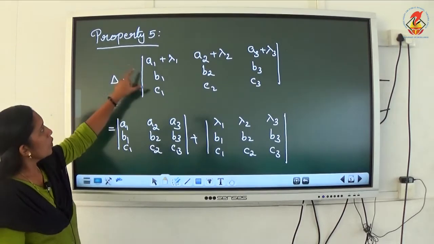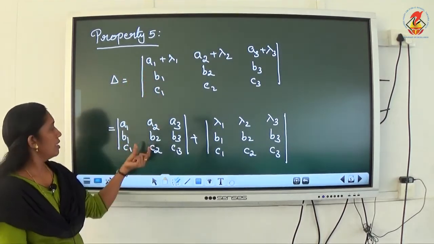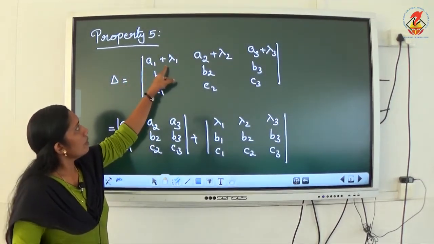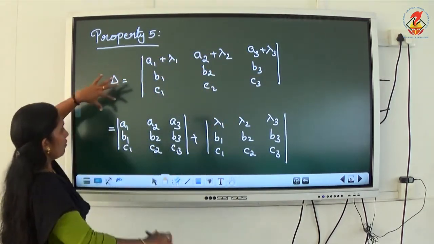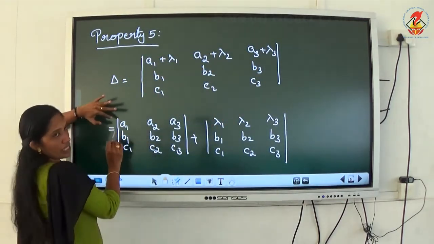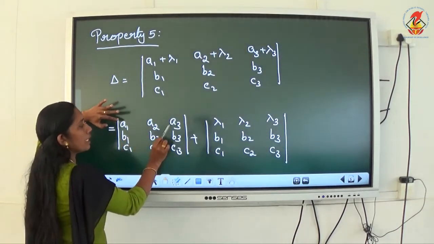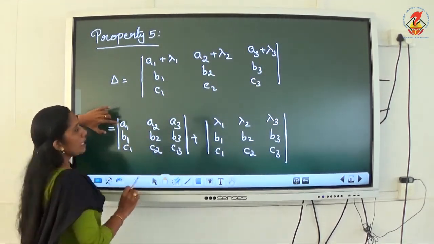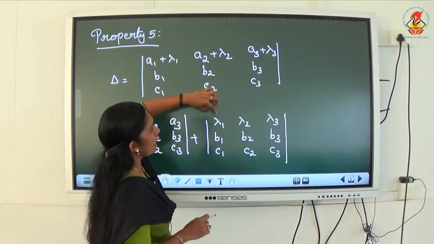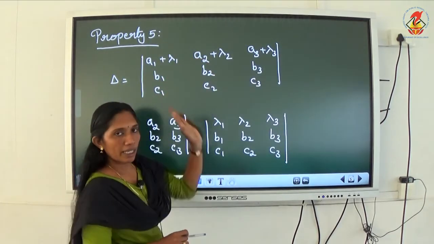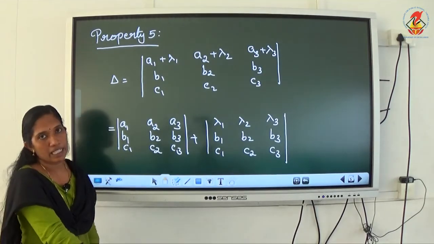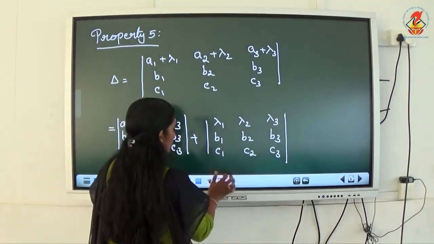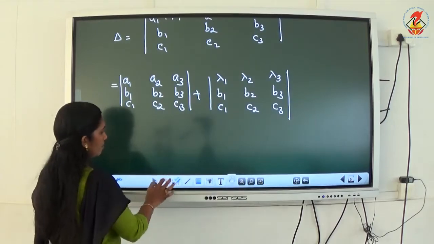And look here how we split. The first row is A1 plus lambda 1, A2 plus lambda 2, A3 plus lambda 3. So in the first determinant we write the first elements only, A1, A2, A3, remaining rows same. In the second determinant we write the second elements, lambda 1, lambda 2, lambda 3, then remaining elements same. So this way we can express. So one example.